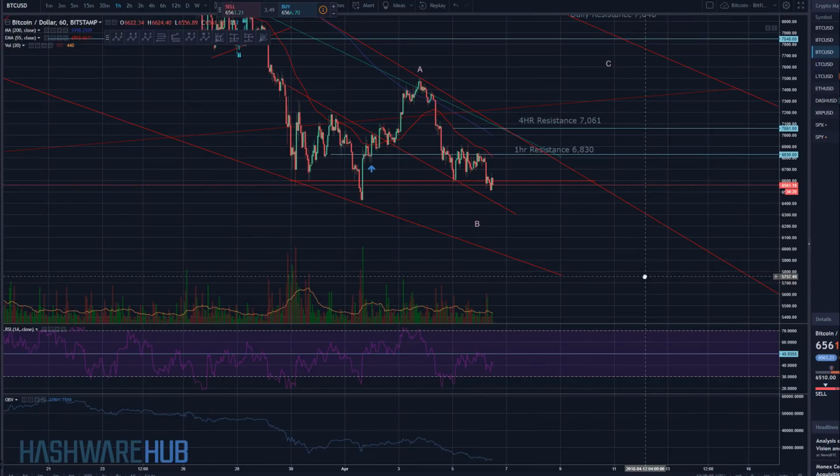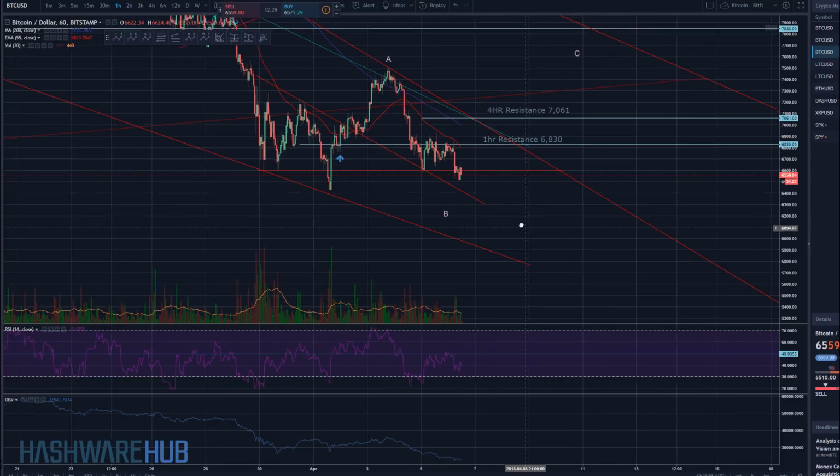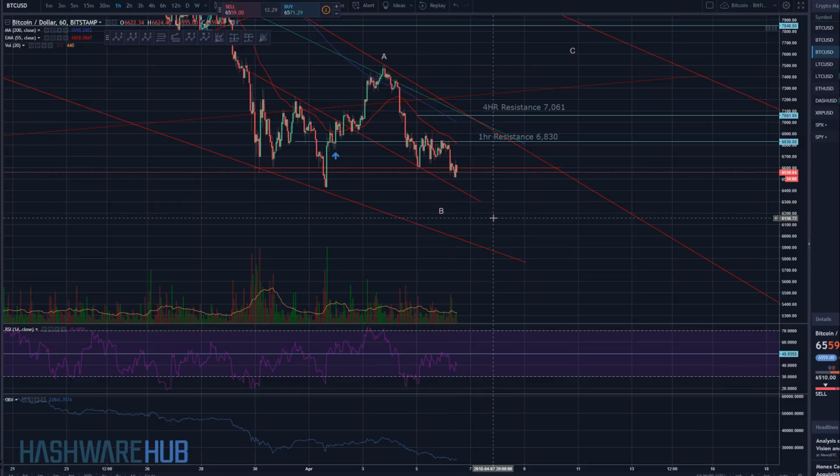So, what does this look like? This looks like an A, a B, and a C, right? So we would have a 5, 3, and a 5. In other words, 5 waves up, 3 waves down, 5 waves up. So this could totally be the ABC, A, B, C, and we could have another 5 waves coming down. Where these 5 waves come down, it's really anybody's guess.